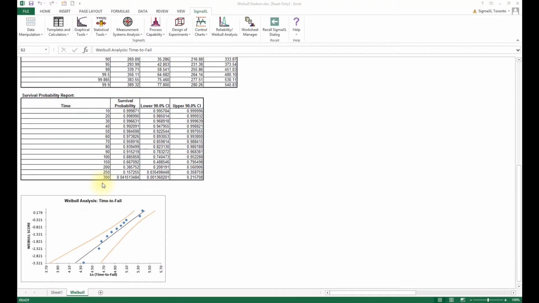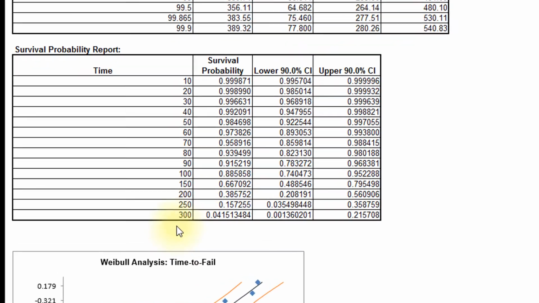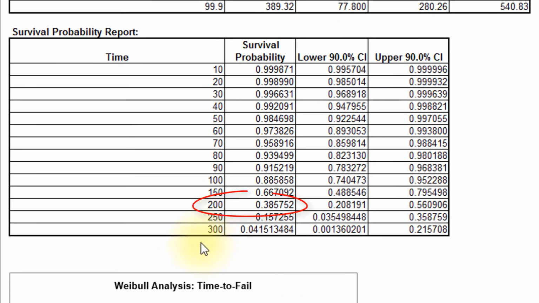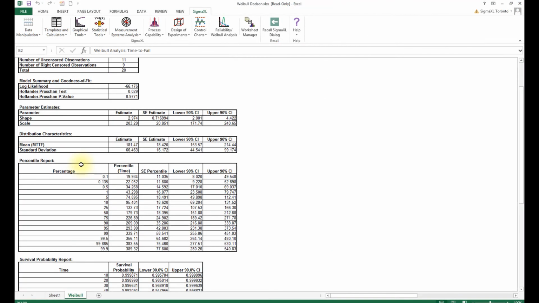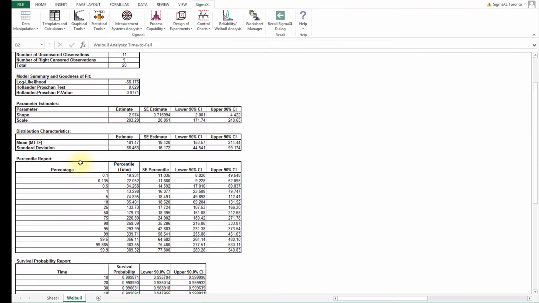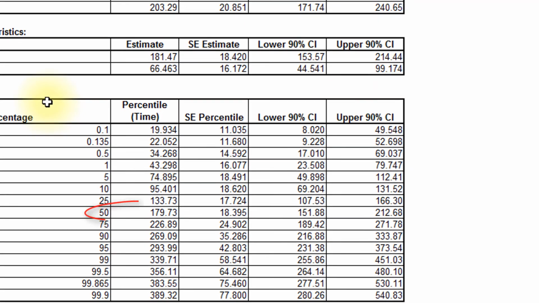The survival probability report shows that the survival probability at the time 200 equals 0.386. So, the cumulative failure probability at 200 is 1 minus 0.386 equals 0.614. The percentile report tells us that we can expect a 50% failure rate, or 1/2 the population will fail, at 179.73. This is the median.